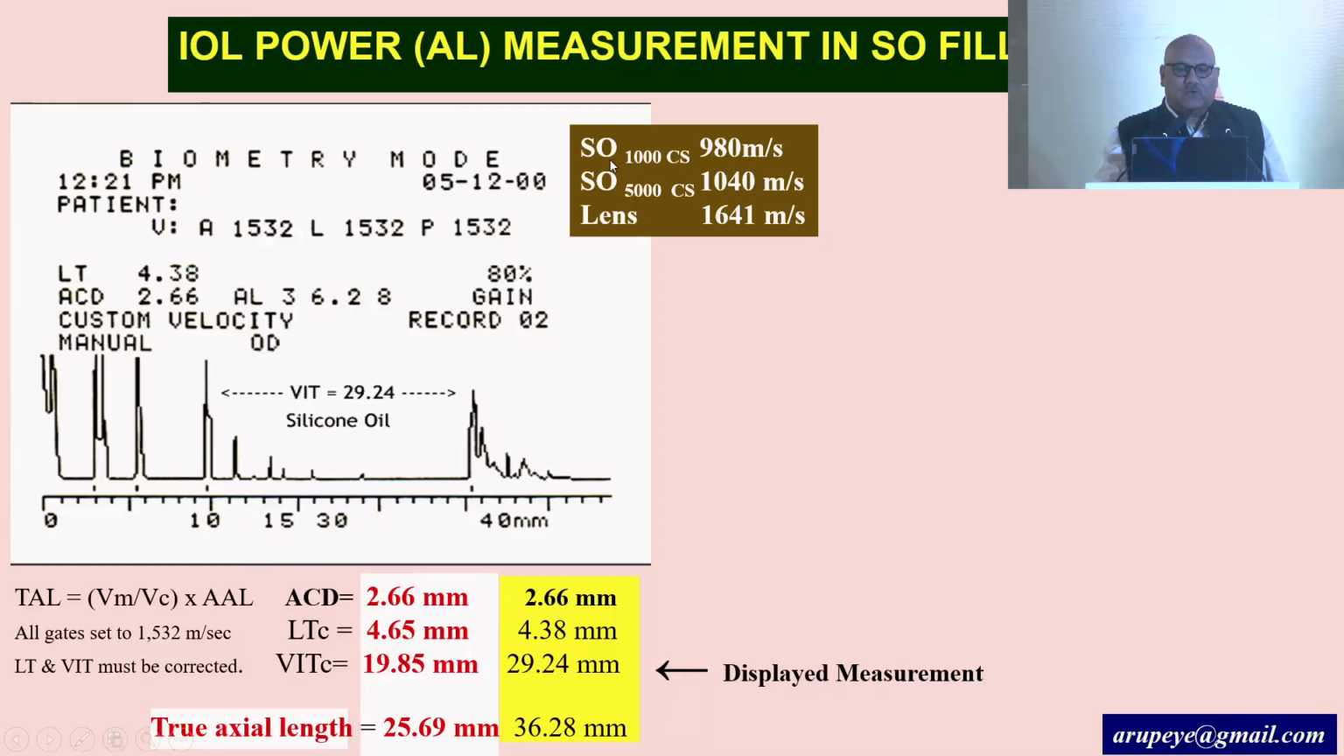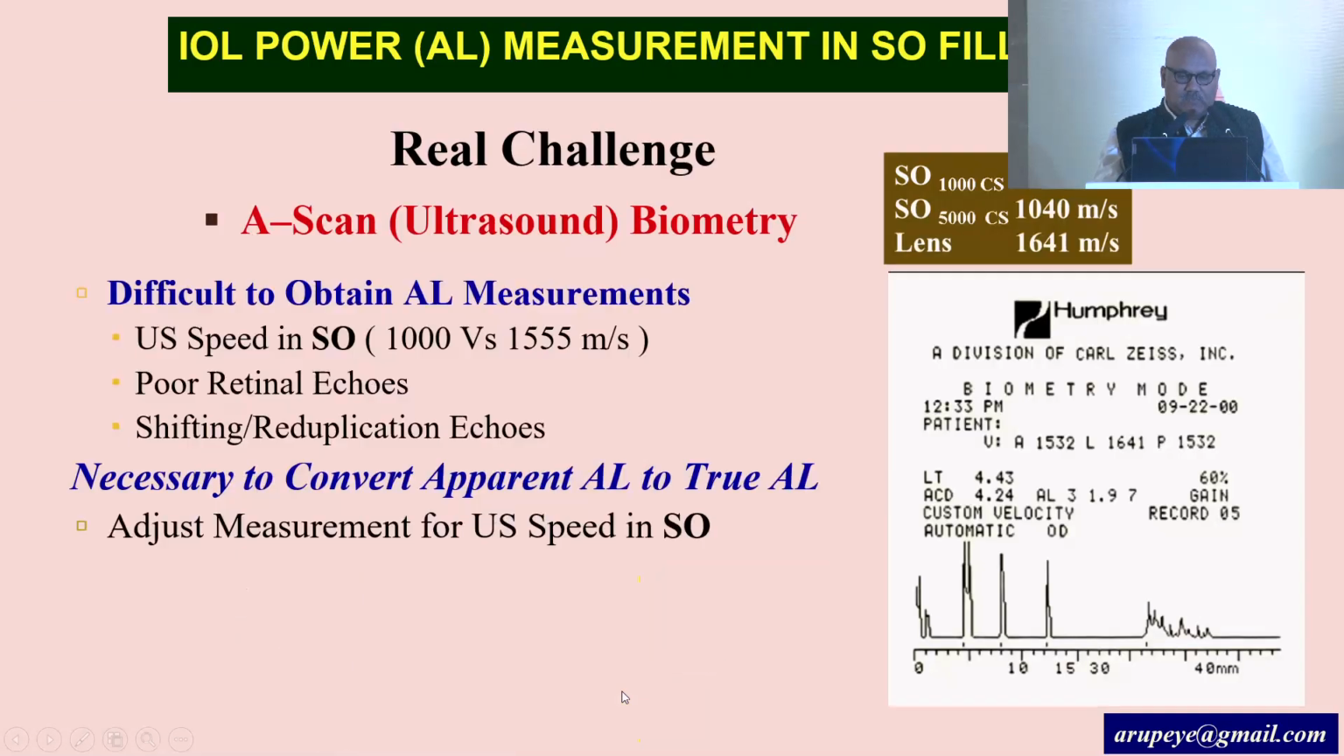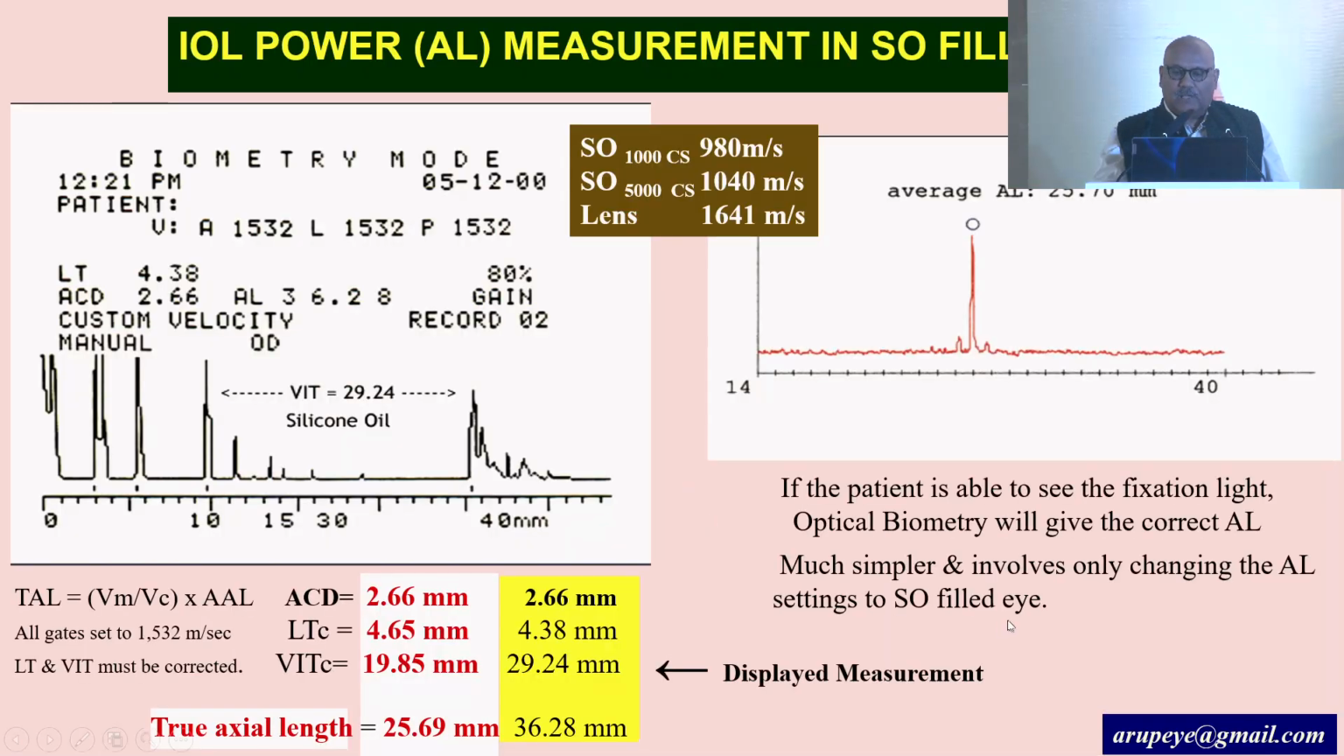So for a silicon oil with a viscosity of 1000 centistokes, 980 meters per second is the sound velocity. For 5000 centistokes, 1040. So depending upon the velocity of sound in the silicon oil, the distances measured can be adjusted, and ultimately you see that the true axial length is only 25.69, and the apparent axial length was 36.28, and that was actually confirmed by an optical biometry that was done, which again gave an axial length of 25.7 millimeters.